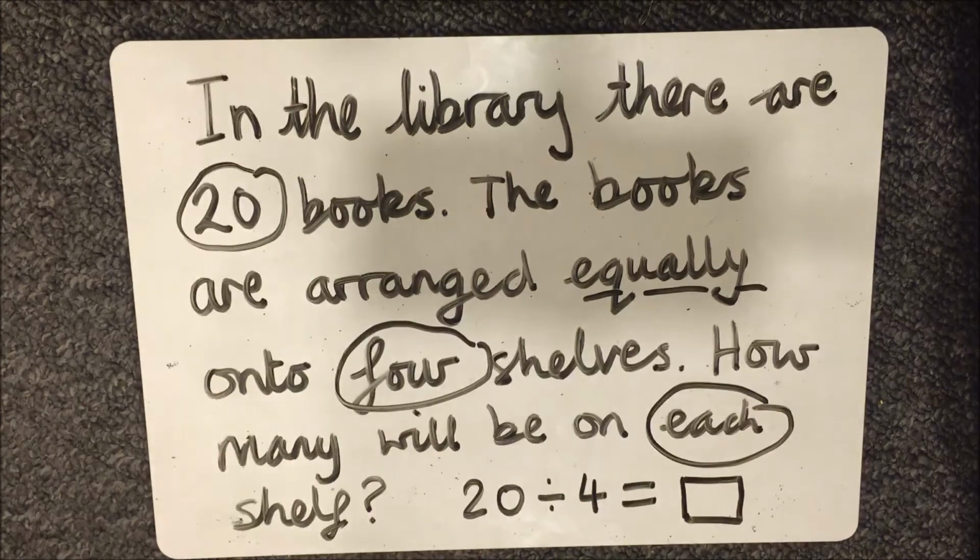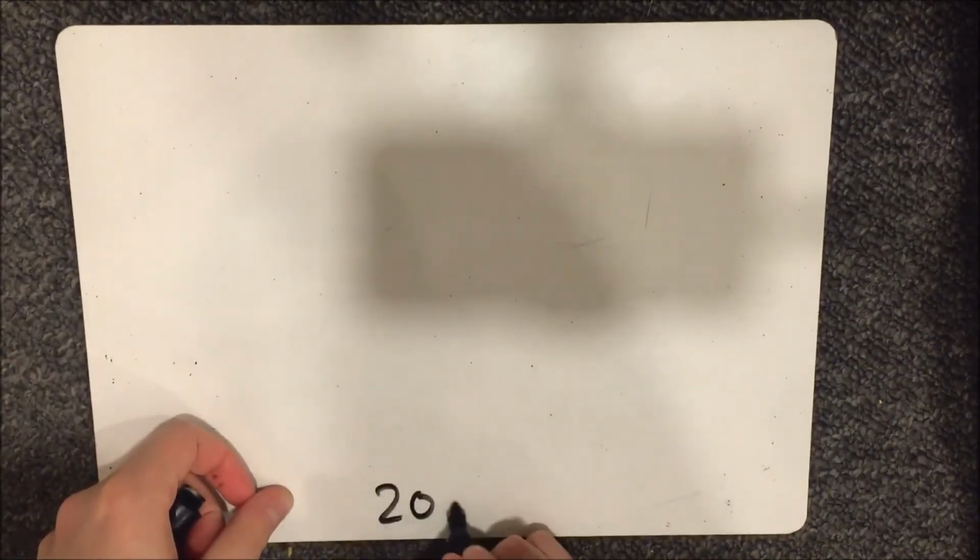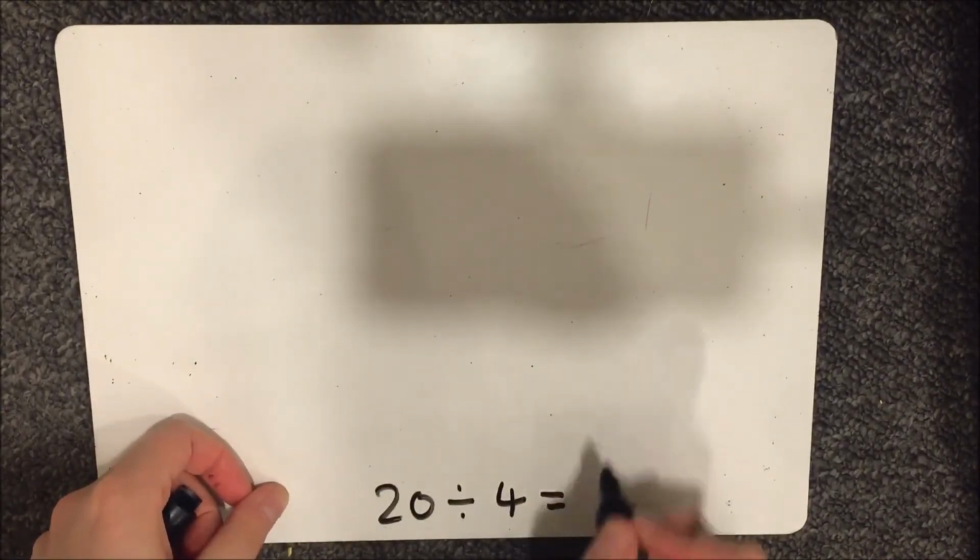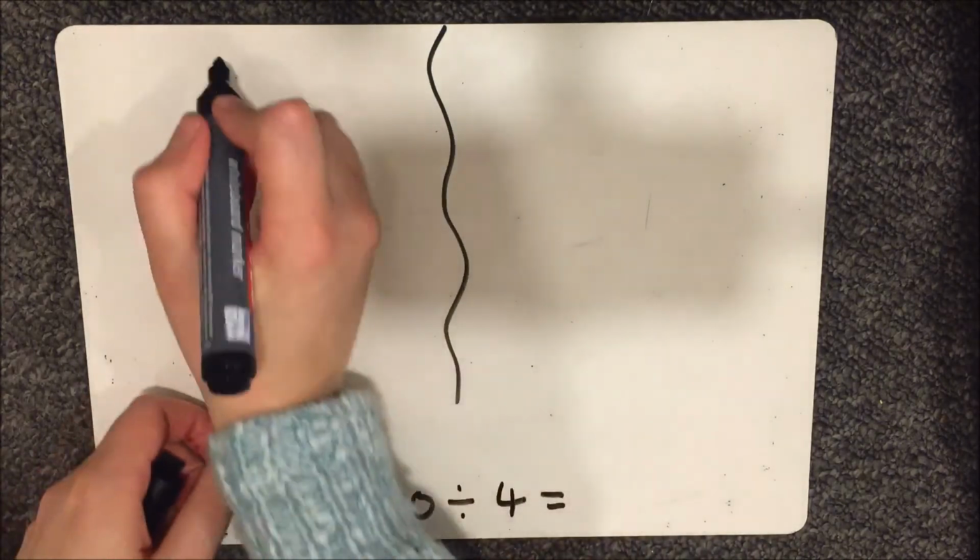Okay, let's have a go at doing my first method. What was the method? Arrays and sharing circles. We're just going to do it as a drawing today. So I'm going to write 20 divided by 4, same as. I would like you to copy it onto your whiteboard or a piece of paper.